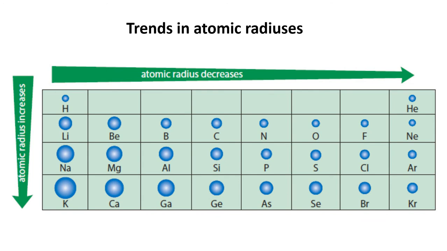Now, remembering that there will be some attraction between the protons and electrons, if there's more protons and more electrons, there's going to be more attraction. So that attraction pulls the electrons a little bit closer to the nucleus. And if it's pulling the electrons a little bit closer, it's making that atom a little bit smaller.